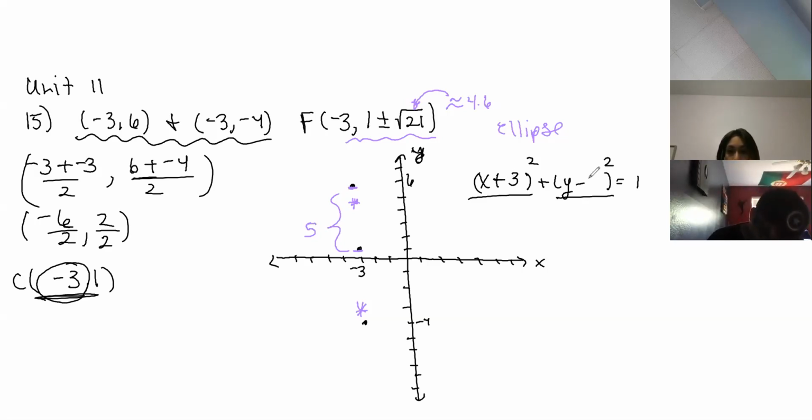Minus 1. Okay, we already found the length from my center to my endpoint is 5. Is that A or B? B goes with the Y and A goes with the X. Is this 5 A or B, if it's going up and down on the Y axis? B. So underneath the Y minus 1 squared, I would put B squared, which is 25.